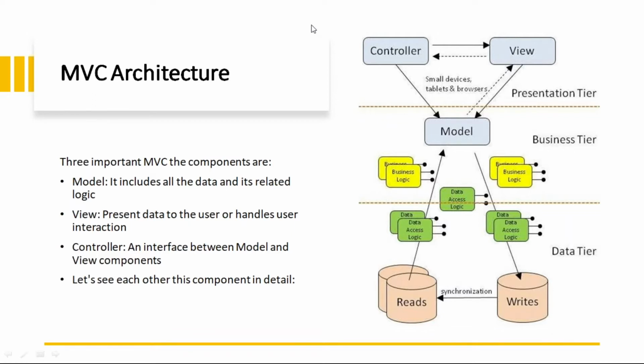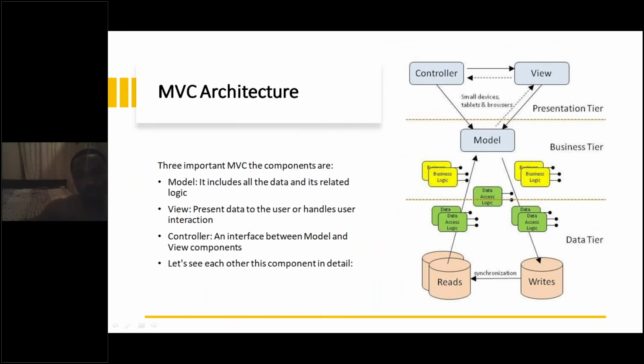So the MVC architecture has 3 important components. The model includes all the data and its related logic. Then the view, in normal language, is the user interface, what the user sees. And then the controller is more like an interface between the model and the view components. So let's see how all these components work. We'll see them in detail so we get to understand them better.